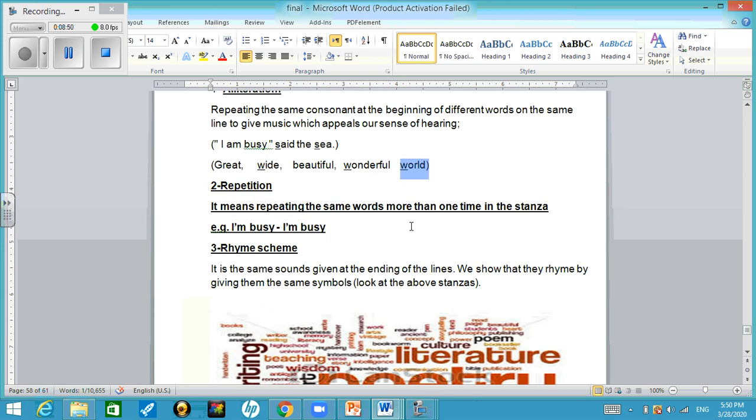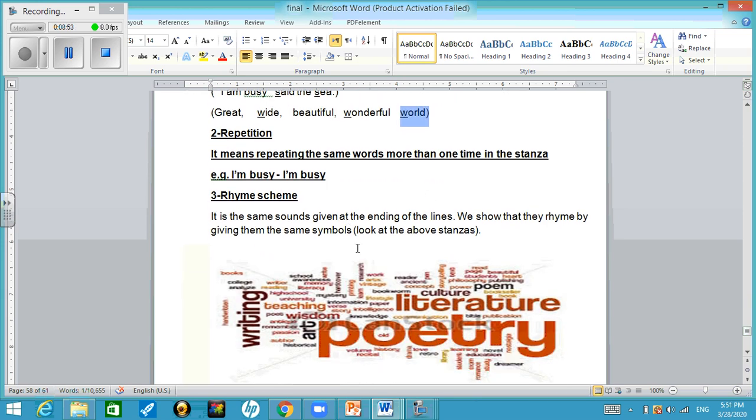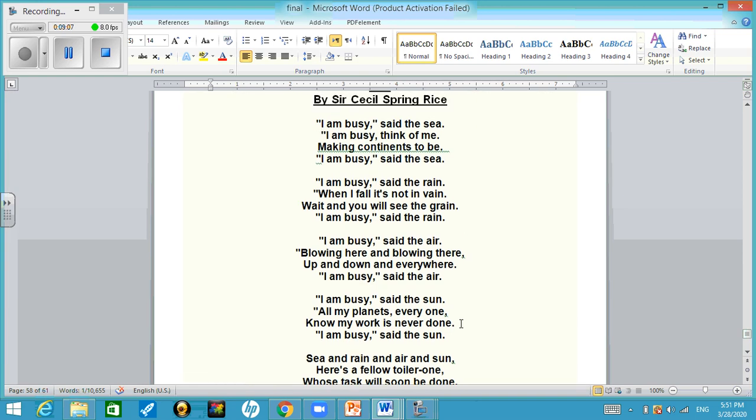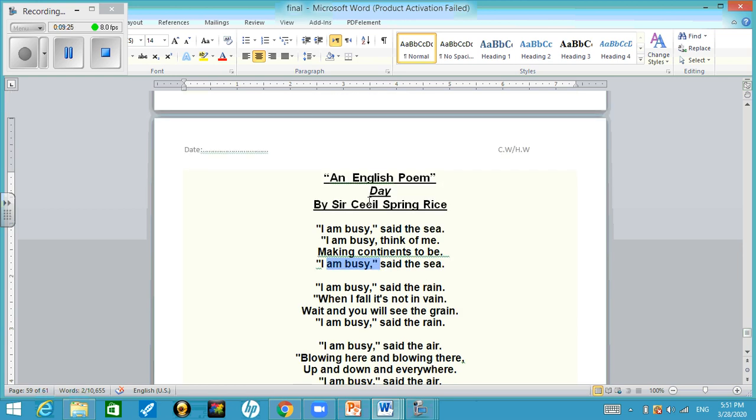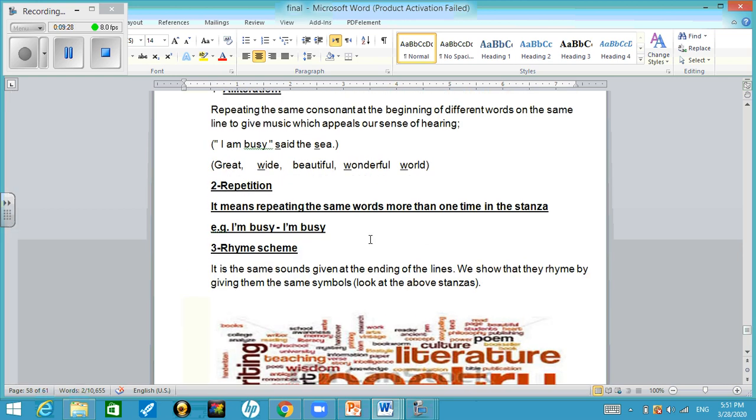Next musical element we have is the repetition. What is repetition? Repetition is repeating the same words more than one time in the stanza. Example, "I'm busy, I'm busy." So in our poem here, we can see "I'm busy, said the sea. I'm busy, think of me. Making continents to be, I'm busy, said the sea." So how many times did he repeat busy here? He said busy once, busy twice, and busy 3 times. So this is the repetition. It means repeating the same words.